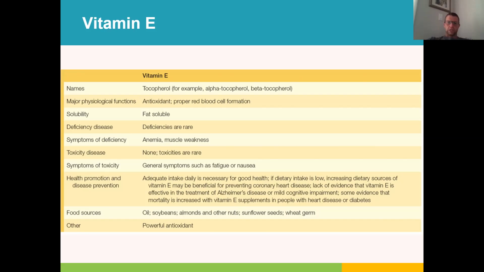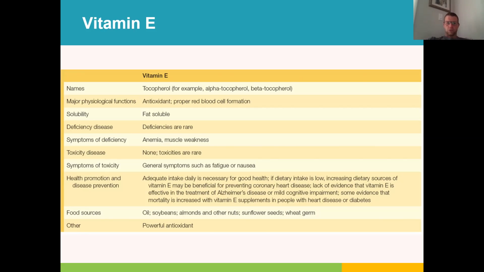So health promotion: adequate intake daily is necessary for good health. If the intake is low, increased dietary sources of vitamin E may be beneficial for preventing coronary heart disease. There's lack of evidence that vitamin E is effective in treating Alzheimer's disease or mild cognitive impairments. Some evidence shows that mortality is increased with vitamin E supplements in people with heart disease or diabetes. So again, people may overtake it, or they just notice that folks that have these issues also tend to supplement vitamin E. Right, so it could just be correlational, which, remember, correlation does not equal causation.